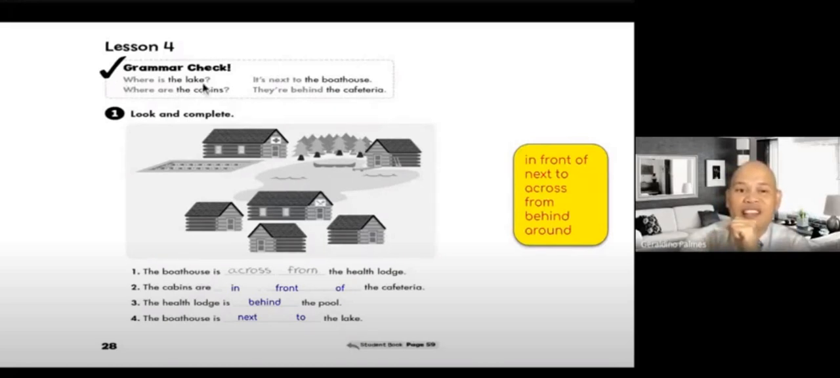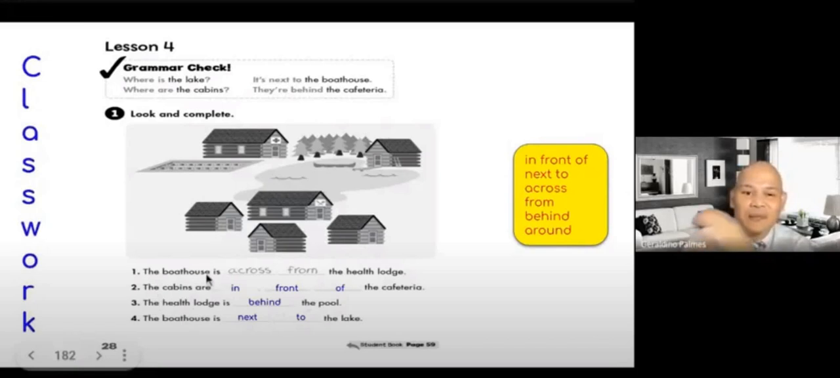Example, where is the lake? It's next to the boathouse. Lake next to the boathouse. Where are the cabins? They're behind the cafeteria. But in literally, they're not behind, okay? In the actual thing right here. So, as you can see, the boathouse is across from the health lodge. Across. Why? You can see the lake in between. Number 2, the cabins are in front of cabins.